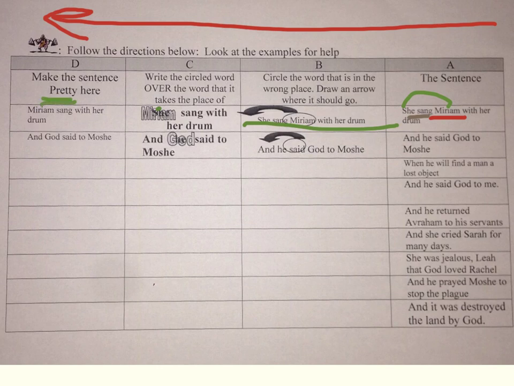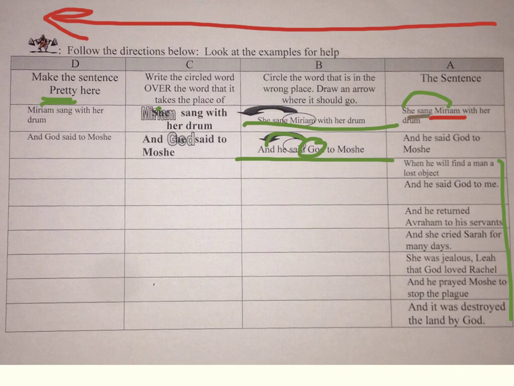So here's another example. And he said God to Moshe. Now, I'd just like to point out that there's a little bit of a typo in this. God is supposed to be what's circled. So God is the subject, and he is what we're going to be replacing. So we move God all the way over, put it on top of the he, and that translates to, and God said to Moshe. So go ahead and do that for the rest of these exercises and show your work.